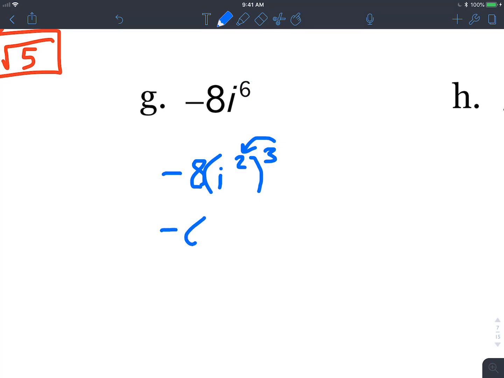And then like we said, i squared, we can say it's negative 1. So that's negative 1 cubed right there. Negative 1 times negative 1 times negative 1 will stay negative. And then times negative 8 will actually make us a positive 8 right here. And that would be your answer.